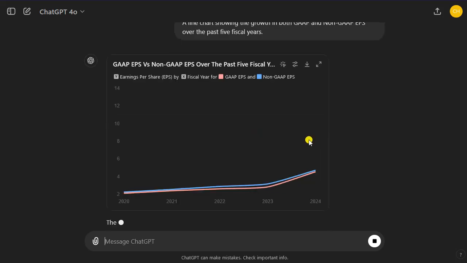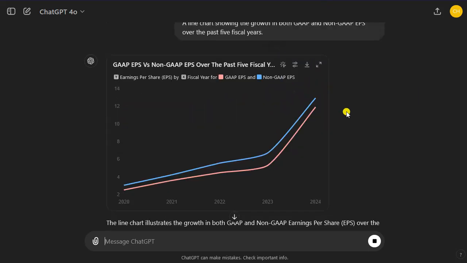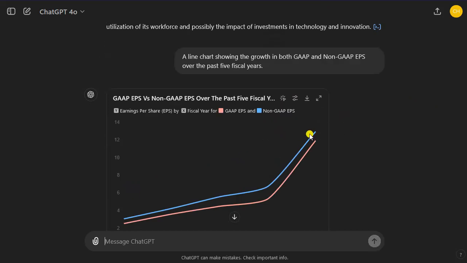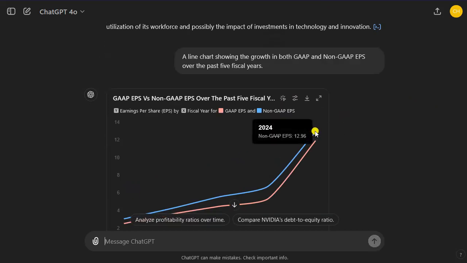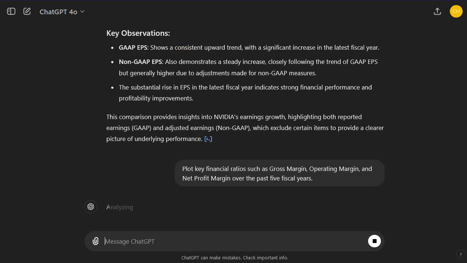Obviously there will be some growth as well, right? We see this huge spike in growth of both GAAP and non-GAAP income, and non-GAAP is usually higher because GAAP is a very conservative accounting standard. So let's have one last plot to show the insane capabilities of ChatGPT-4o for financial visualization.